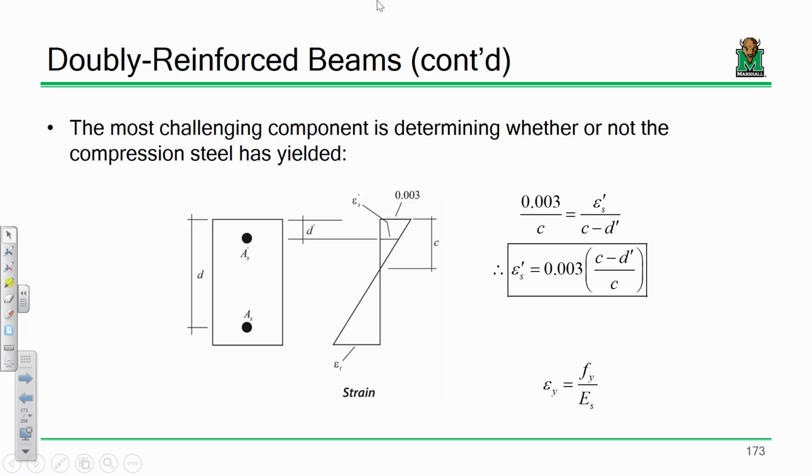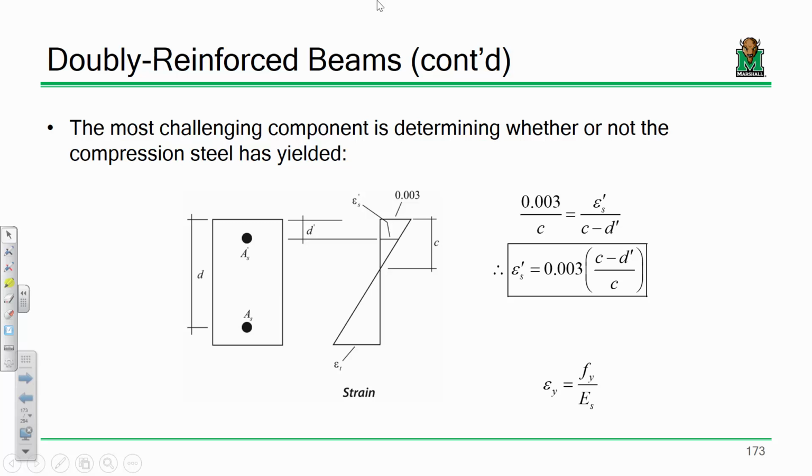To see if it yielded, right? But not just to see if it yielded, it had to yield, right? We say that this has to be bigger than that plus 0.003, right? So it is actually an ACI requirement that the tensile steel yields. It has to yield. Here's the problem. Nobody said this had to yield. Nobody said this had to yield at all.